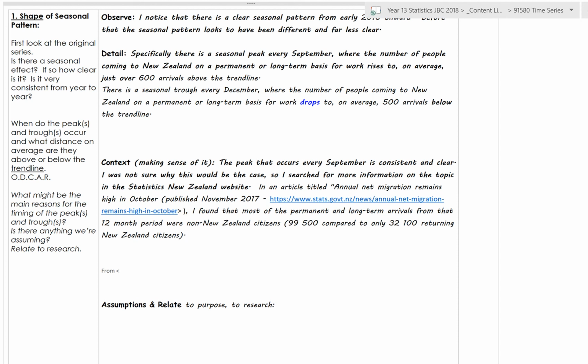So why might the non-New Zealand citizens be more likely to arrive in September and less likely to arrive in December? One possibility that occurred to me, and I'd need to check this, is that perhaps people from the Northern Hemisphere, their summertime is June, July, and so if it was education, that would make sense, wouldn't it? Because they'd be starting a new year around then. But we're talking about people for working purposes. So I'm not sure. I'm going to have to find out more information.